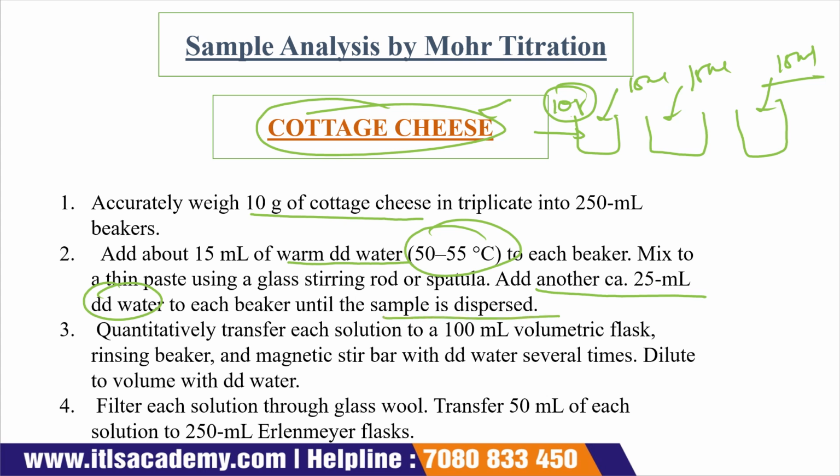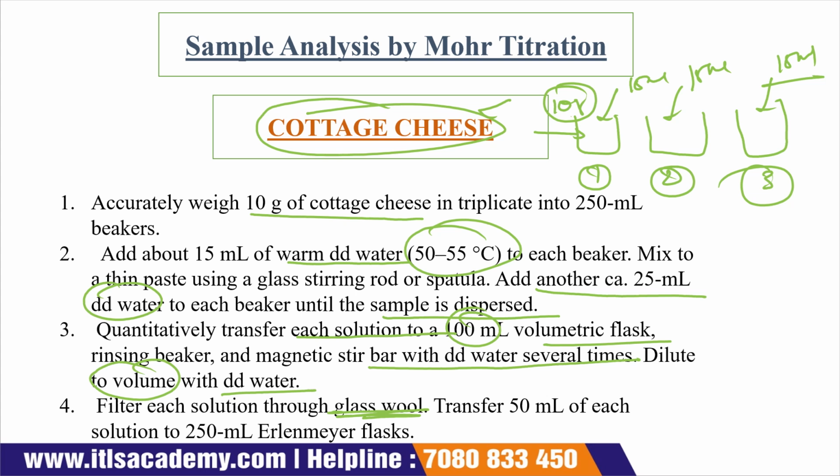Then quantitatively transfer each solution to a 100 ml volumetric flask, rinsing the beaker and magnetic stir bar with deionized water several times. Dilute to volume with deionized water. Then after adding this 25 ml of deionized water, we transfer each solution, like this is the first solution, this is second, this is third. Now we transfer each solution into a volumetric flask of 100 ml. Now after that we filter each solution through glass wool.